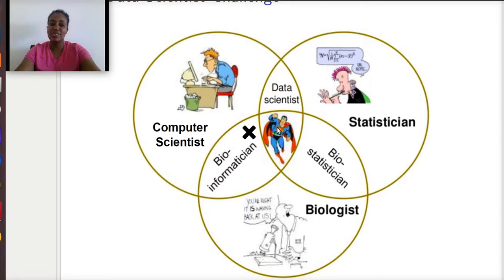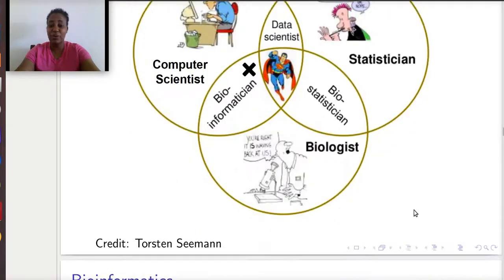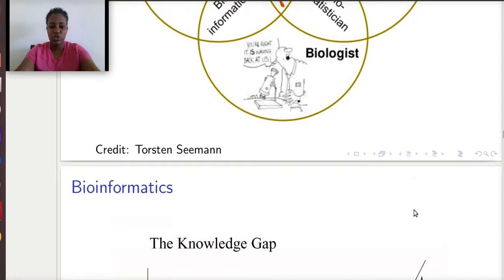It's not an easy learning curve, it's a steep learning curve. We are here as data scientists. Now, how do we venture to work with biologists to become the superheroes in solving the world's challenges of food security, drug discovery, and personalized medicine? Those are all opportunities.